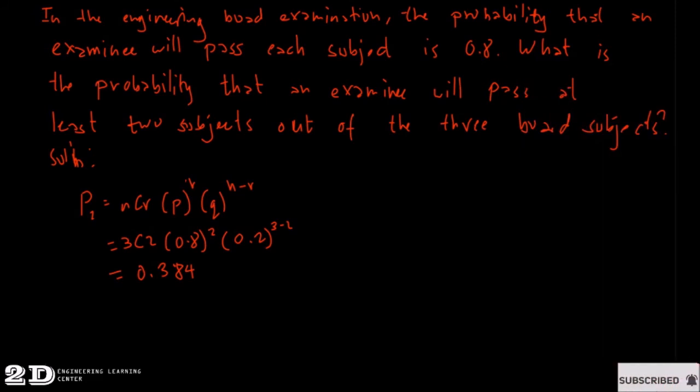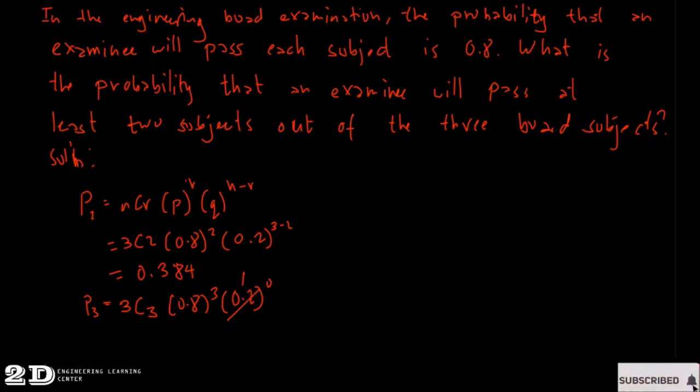Now we also need exactly 3. Because it is at least 2, you could pass all 3 subjects or just pass 2 subjects. So if you are going to pass the 3 subjects, our n is 3 here, and our r also is 3. So we have 0.8 raised to the power of 3 times 0.2 raised to the power of 3 minus 3, which is 0, so this will just be equal to 1.